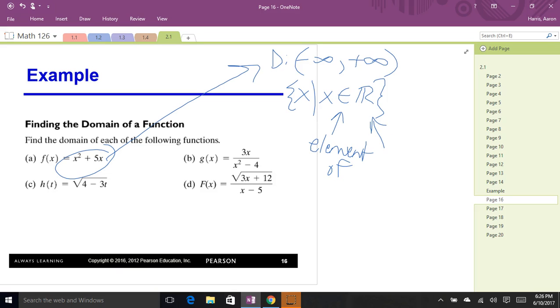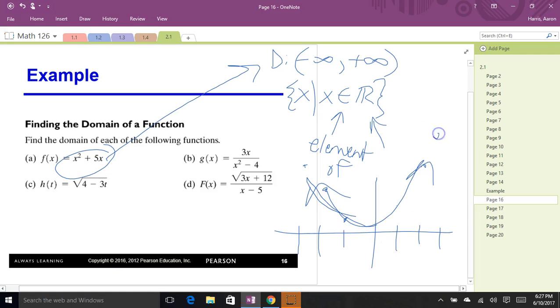x can be anything. You know, if you were looking at the graph, I don't know exactly what it looks like, we'll say kind of like this, right? x squared plus 5x. You notice there's no holes, jumps, gaps in this thing. It just keeps going to the left. So it can be any x value. If I pick negative 5, it's on the graph. Negative 6 is on the graph. Negative 3 is on the graph. Any x that I pick is going to have a corresponding y. So x is all real numbers. Okay.